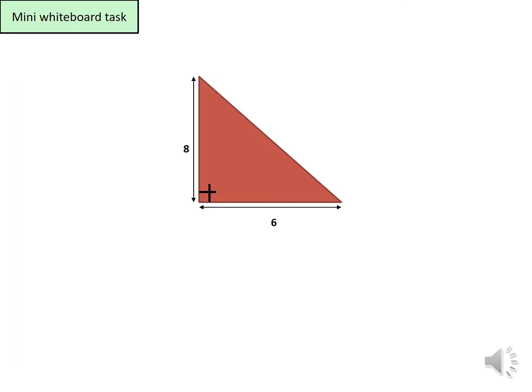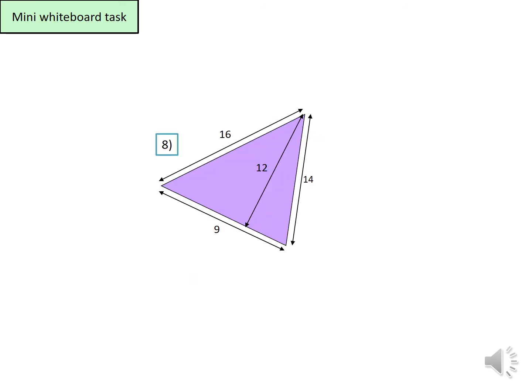Can you please have a go at this mini whiteboard question? Work out the area of this triangle. Once you have finished, please come back. Welcome back. The answer to this is 24 centimeters squared. Okay, this is a slightly more difficult question, but please have a go at working out the area of this triangle. Once you have finished, come back.